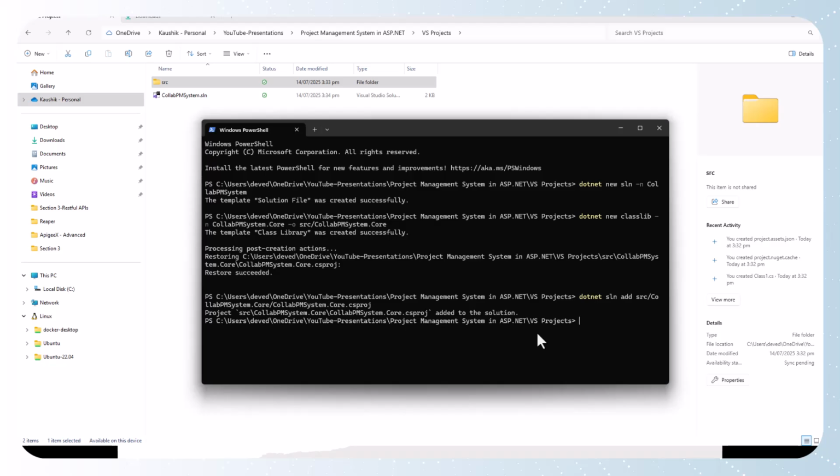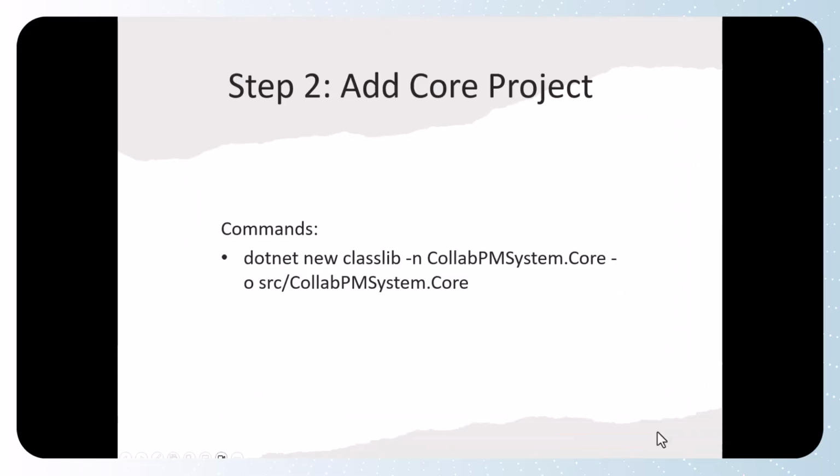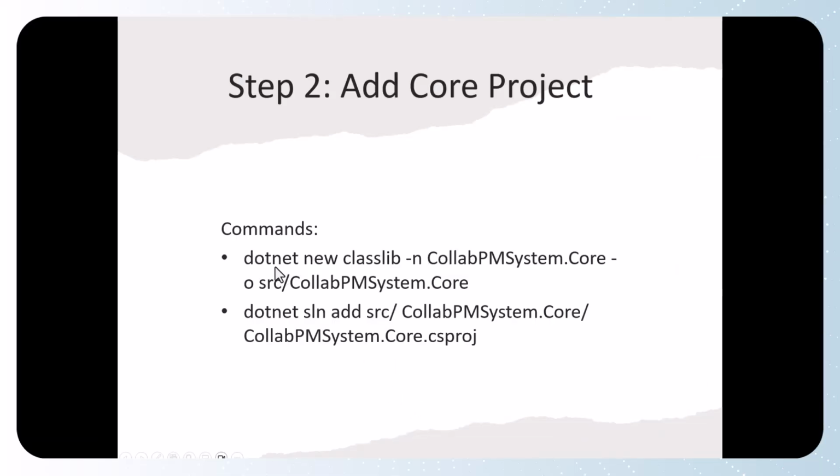So what we have achieved so far, we have created a new solution. We have created a core project with a class library, and we have added the core project to the solution. So the next step is, let's go to our slideshow. So I have added this. I have issued these two commands. First command created a class library with the core project, and then this class library project was added to the .NET solution. Thirdly, I'll create an infrastructure project.